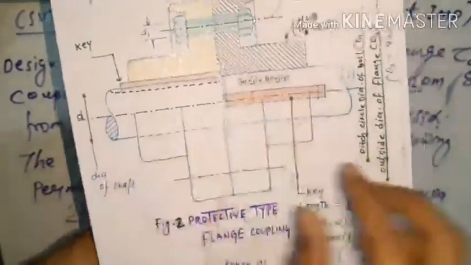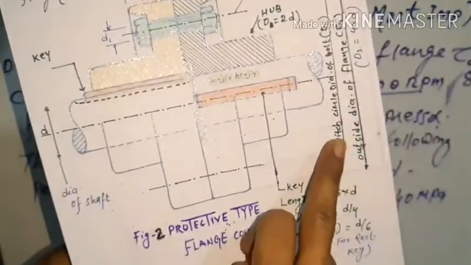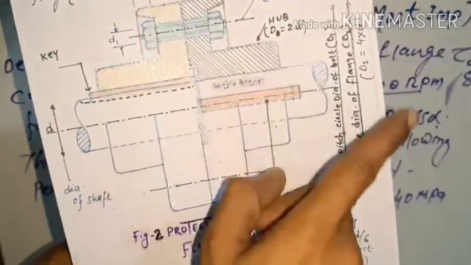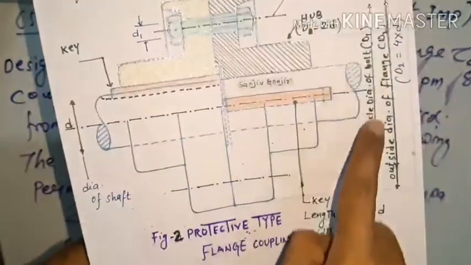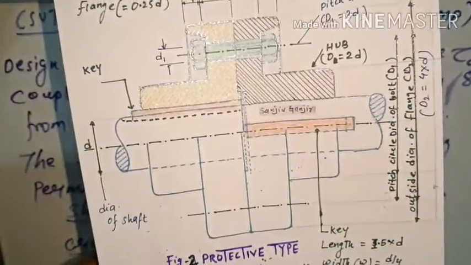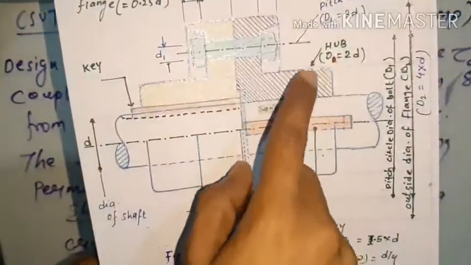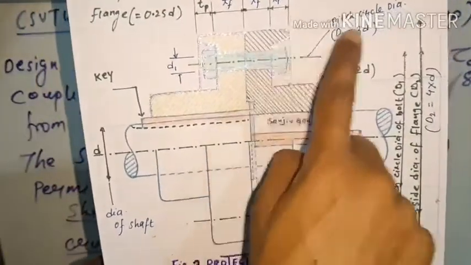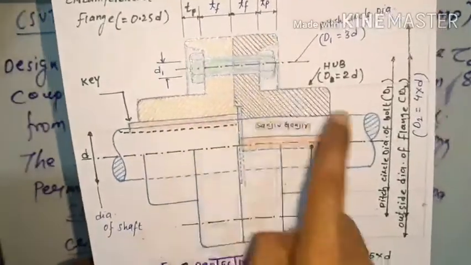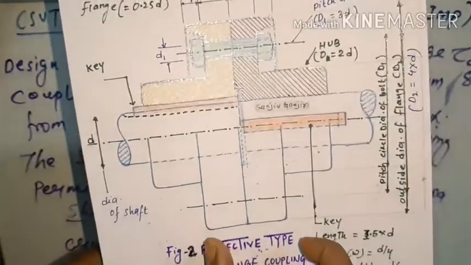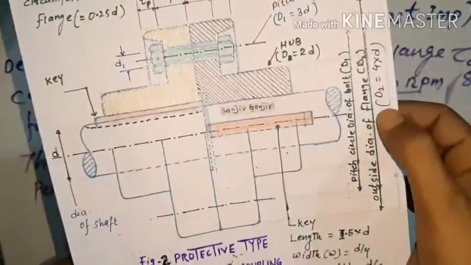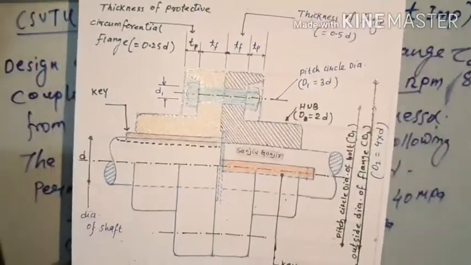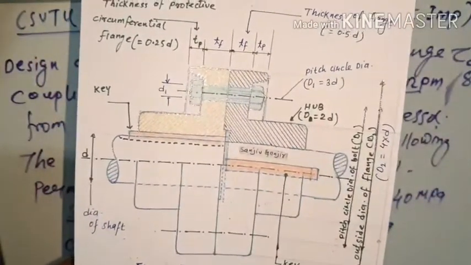Right now we can see two different types of diameter. This is the hub diameter, which is equal to 2d. Then the pitch circle diameter of the bolt is represented as D1, which is equal to 3d. Now this is the outer or outside diameter of the flange, represented by D2, which is equal to 4 into d. So I think it is enough, and now we can start the calculation.